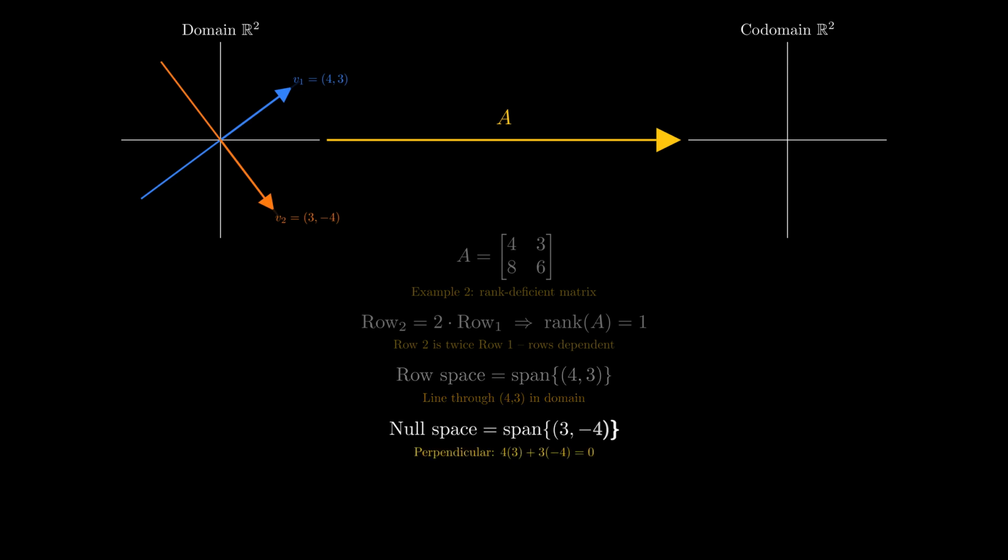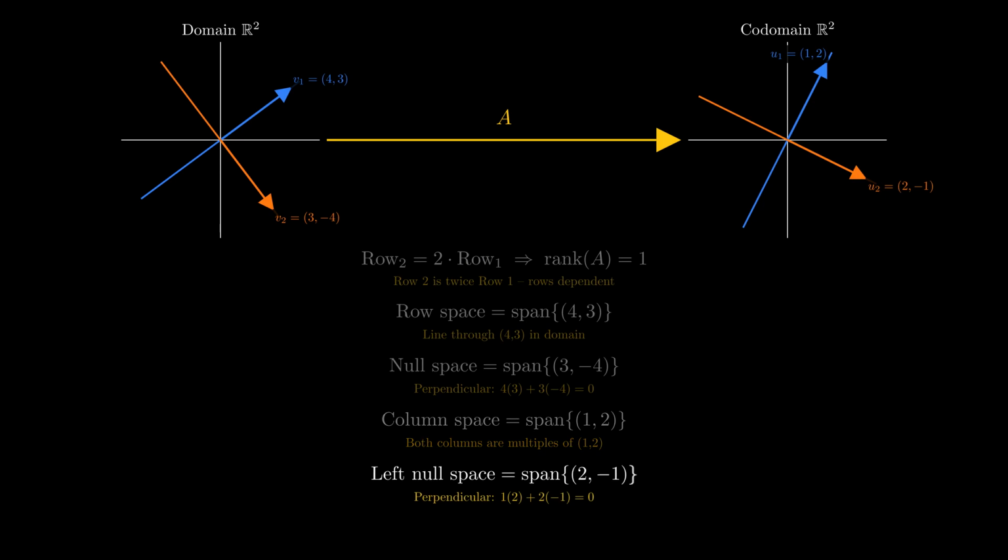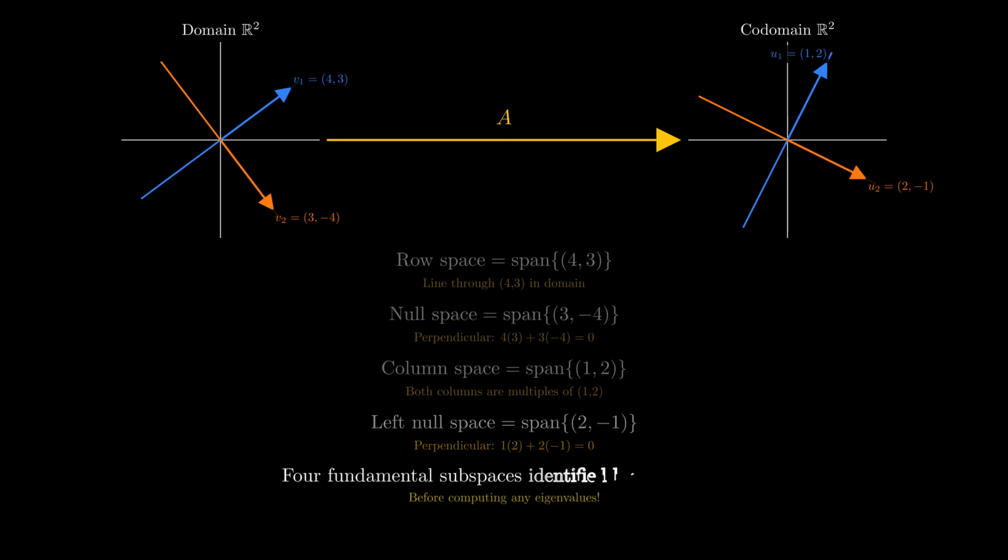The null space, which must be perpendicular to the row space in 2 dimensions, is the line through 3, minus 4. You can check: 4 times 3 plus 3 times minus 4 is 0. Now for the column side. Both columns are multiples of the vector 1, 2. So the column space is the line through 1, 2. And the left null space, perpendicular to that, is the line through 2, minus 1. 4 fundamental subspaces, all identified by inspection, before we even touch any eigenvalues.